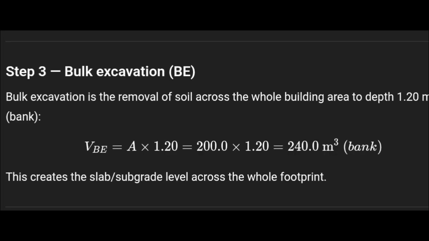Step 3. Bulk excavation, B. The entire building footprint must be lowered by 1.2 meters. So the bulk excavation is 200 square meters times 1.2 meters, which equals 240 cubic meters, measured in bank volume. This forms our reduced level, that is, the level where the foundation trenches begin.